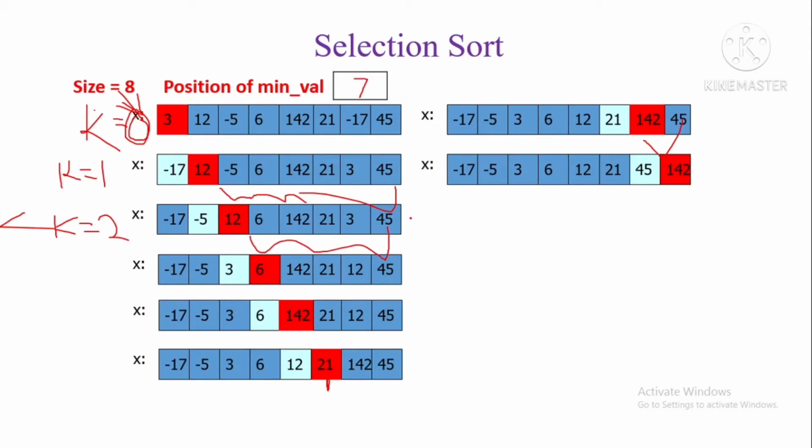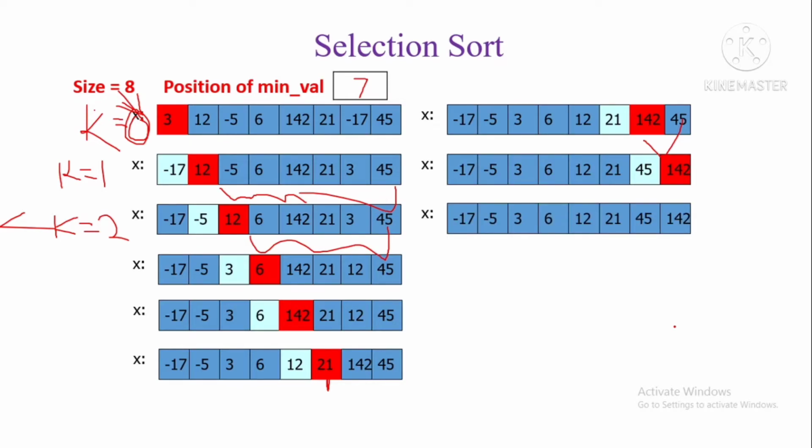I will find the minimal element and then I will swap it. For the rest of the positions also I am going to do the same thing. So for that, how to write a program? At last, this is the array which is in a sorted form.